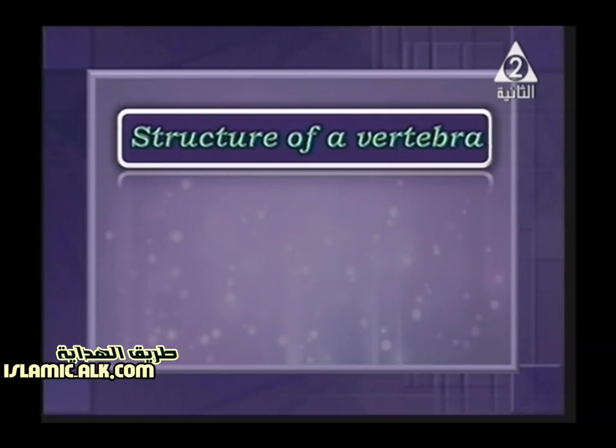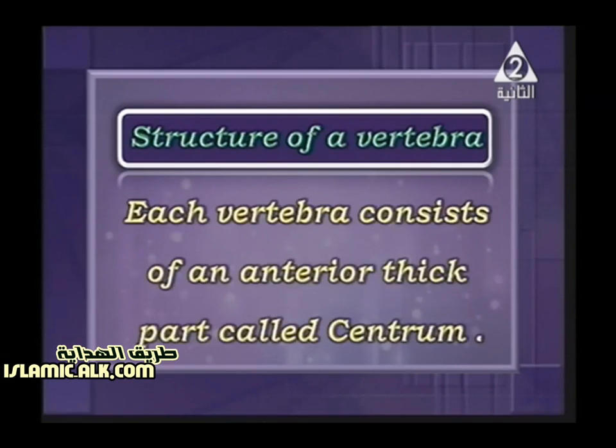After that, we need to know the structure of a vertebra. Again, we studied the vertebral column, and we said it consists of 33 vertebrae and has different functions. But right now, we're going to study the structure of just one vertebra. Any vertebra consists of a large, anterior, thick part called the centrum. Called what? Centrum. I'm going to show you on a video.